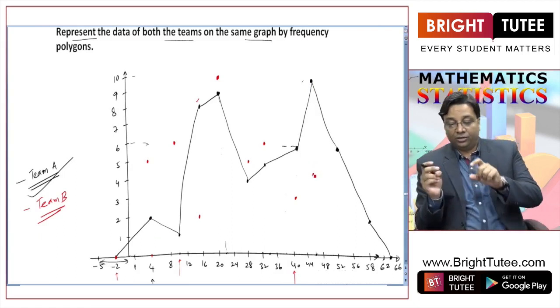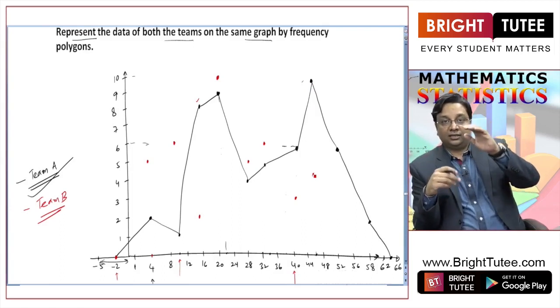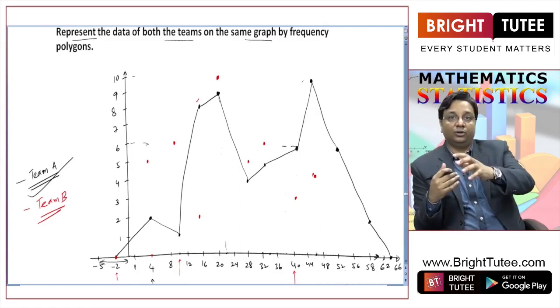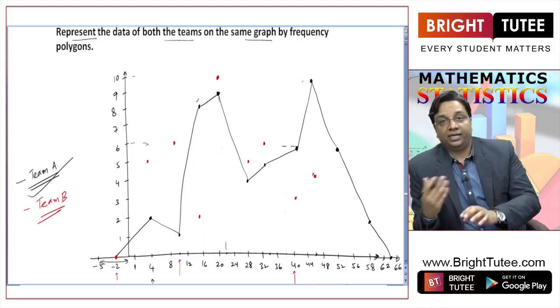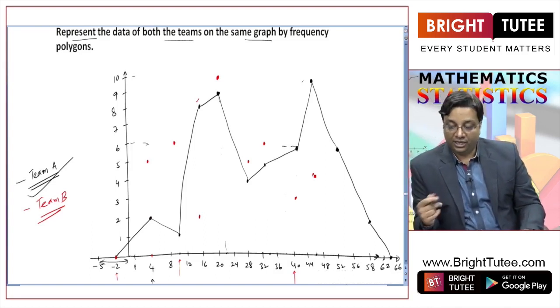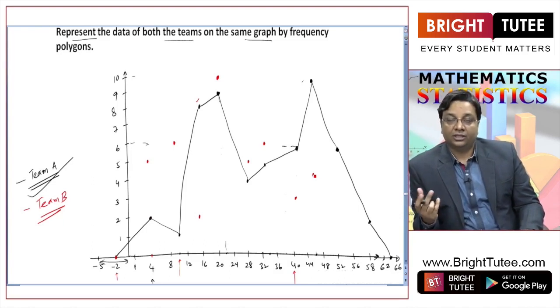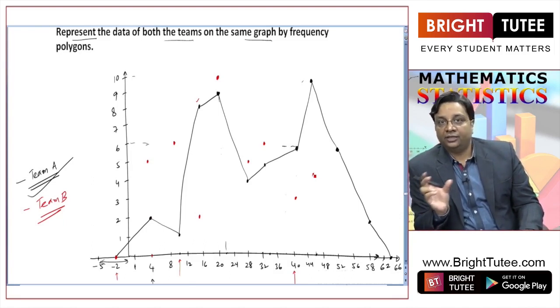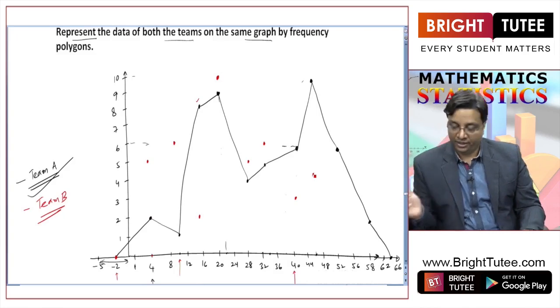Right? So these red dots and black dots are either above each other or below each other, right? Which makes sense because the class marks are the same for both the teams. Now the heights are different, right? Because they have scored different runs pertaining to different number of balls.